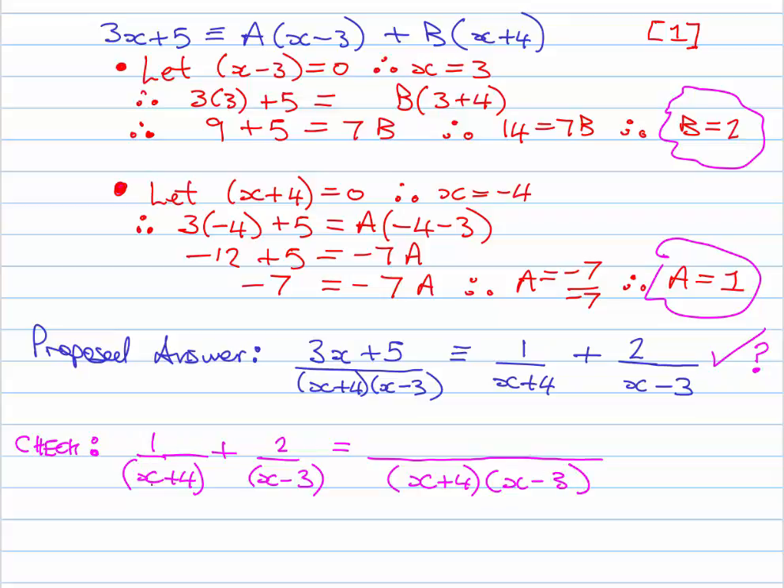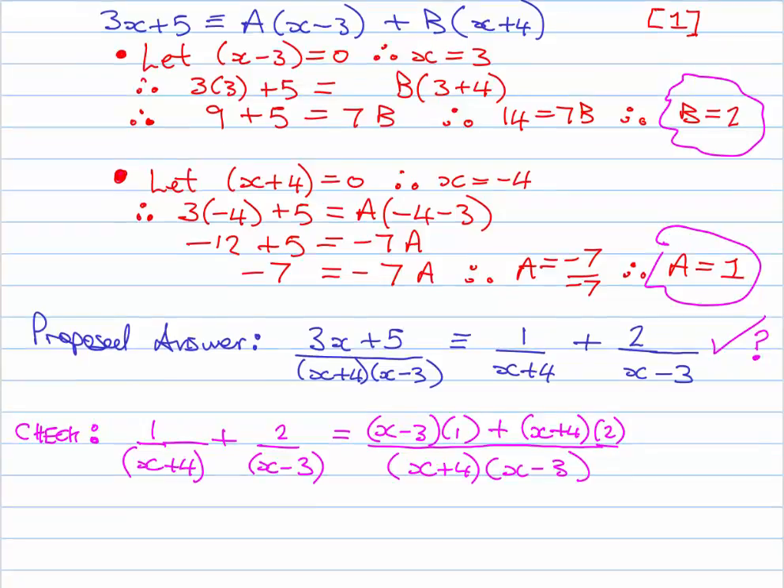Then you say this denominator goes into the common denominator, x minus 3 times. x minus 3 times 1, x minus 3 times 1. This denominator goes into the common denominator, x plus 4 times. And then we have x plus 4 times the original 2 that was sitting there.